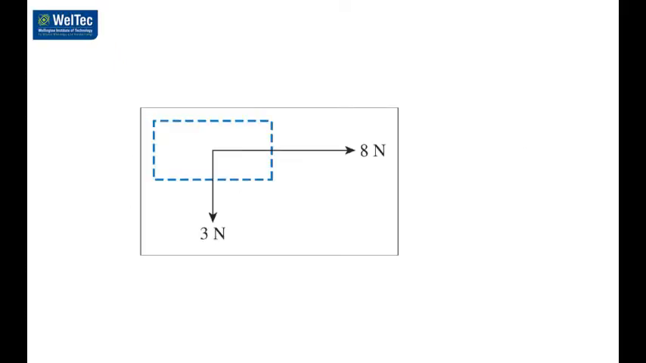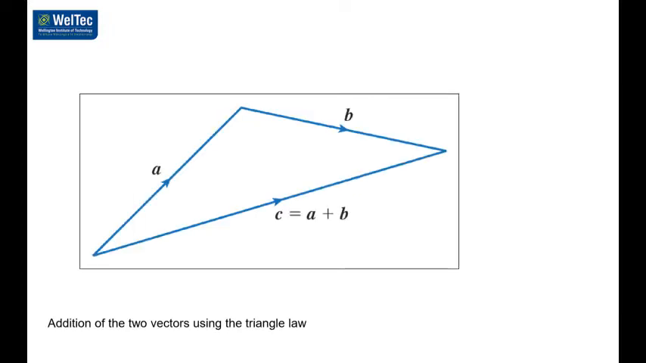Here we have an object that's subjected to 2 forces. One of them is 3 newtons vertically down, and one of them is 8 newtons horizontally to the right. Let's see what happens as a result of that. In order to do that, we need to look at how we can add vectors. We add vectors by placing them head to tail and looking at the combined effect. Sometimes this is called the triangle law, and of course there are rules that affect these.